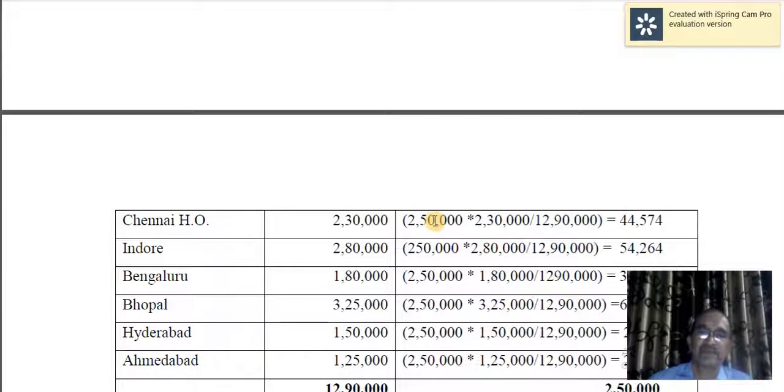See, 2,50,000 is the total input tax. Now this is to be distributed among all the 6 offices. So the turnover of that office, that is HO, to the total turnover should be calculated. And then proportionately you are getting the value here, 44,574. That is 2,50,000 into 2,30,000 divided by 12,90,000. 2,30,000 is the turnover of Chennai HO, whereas 12,90,000 is the total turnover.